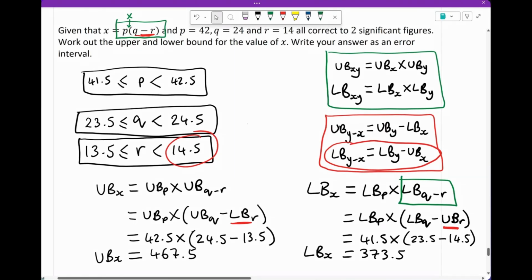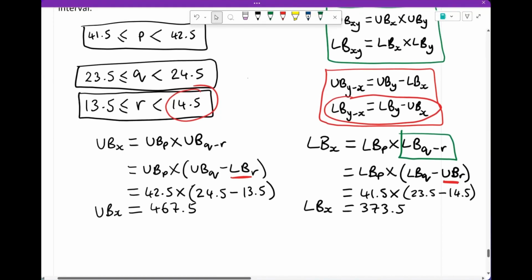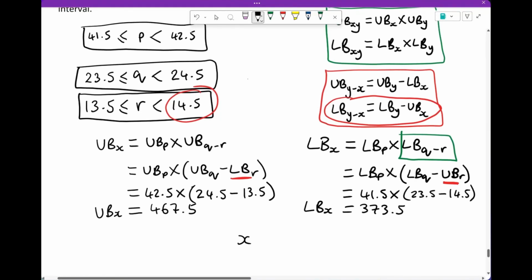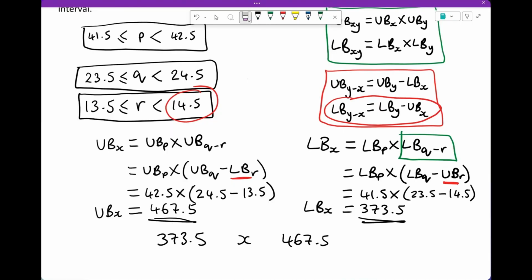Now we can write out my error interval for x. So x goes in the middle. Upper bound to the right, so 467.5. Lower bound to the left, so the 373.5. Now we just need to decide whether the inequality symbols need to be the same as or not.